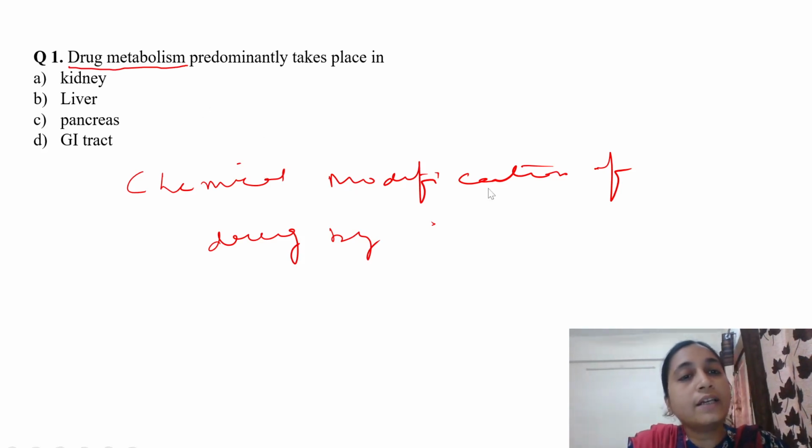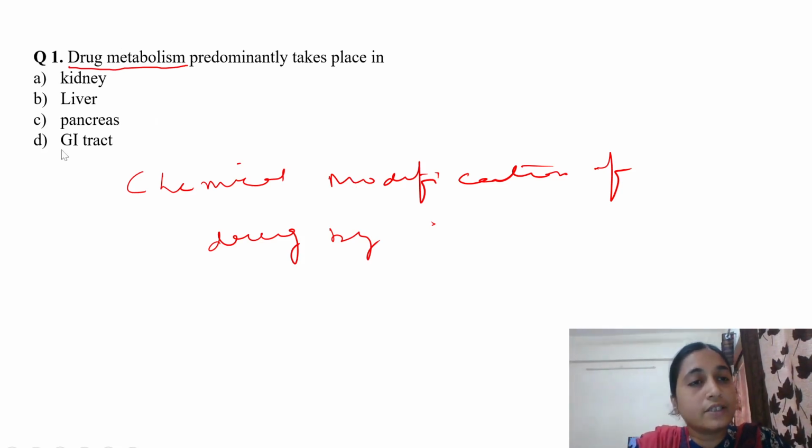So where does it occur? In the liver. Why does it occur in the liver? Because there are a lot of enzymes available there which help in chemical modification of drugs. You people may know about the cytochrome P450. So let's see the options.